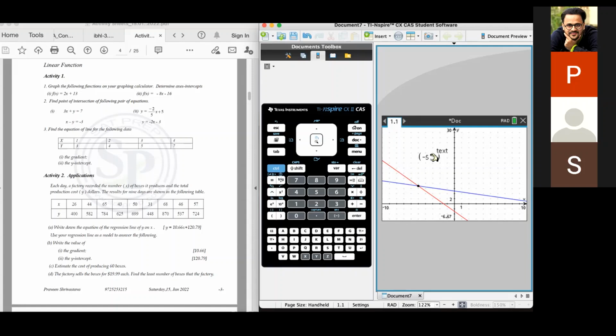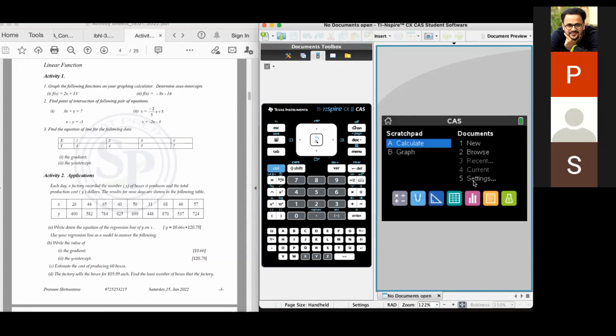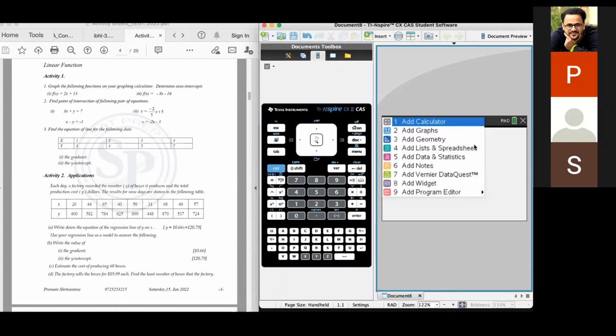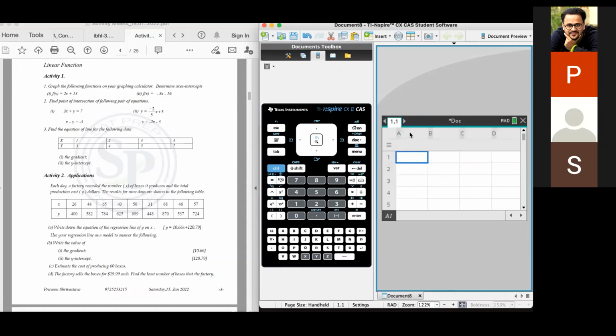Now, the question number three. For question number three, rather than the equation, they have provided the data here. For that, we need to use the list and spreadsheets, and the data is given as x and y. So x, and here we will write y.